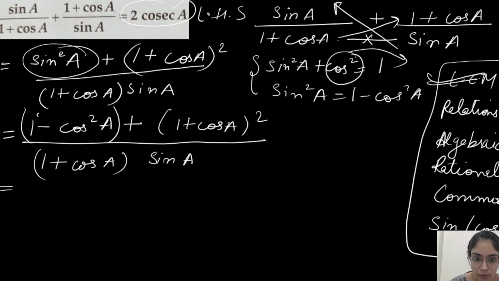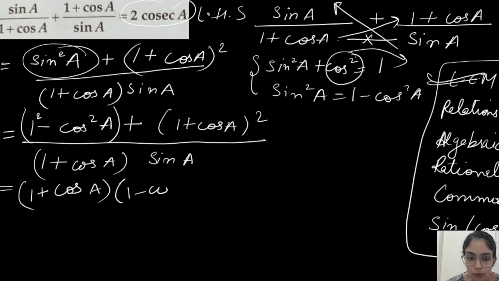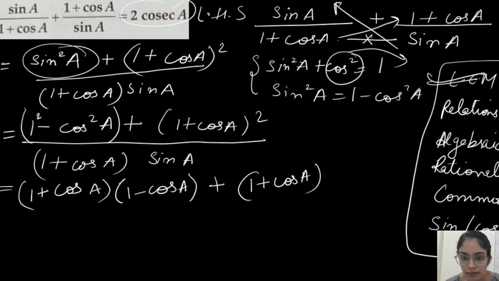See here I have A square minus B square. A square minus B square I can write in the form of A plus B into A minus B. Then here also I have 1 plus cos A whole square. So instead of applying expansion here, what can we do? This also I can factorize. I can write it as 1 plus cos A into 1 plus cos A.